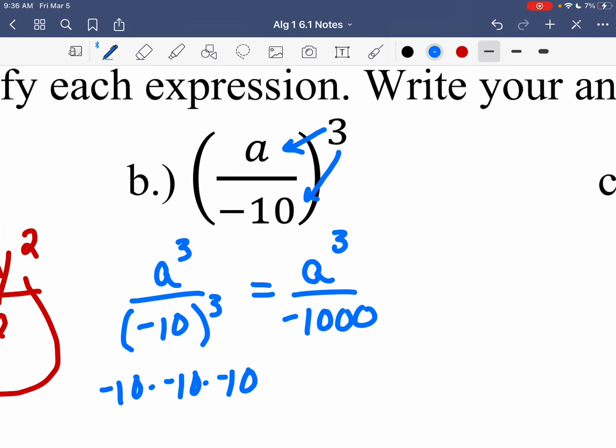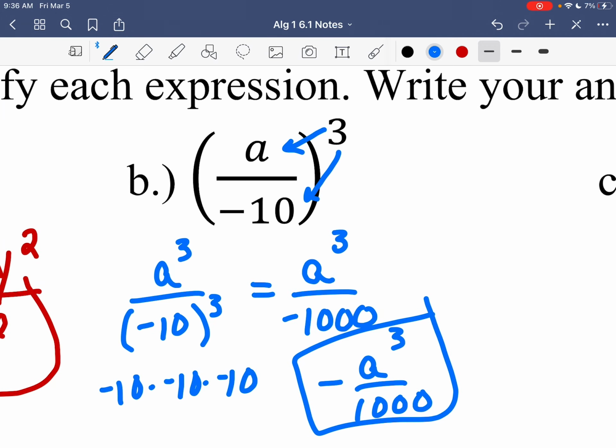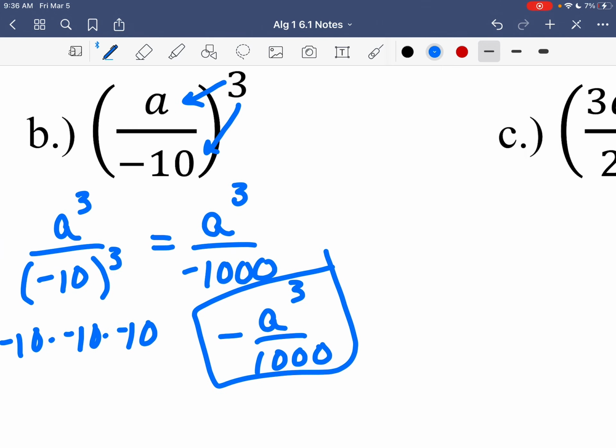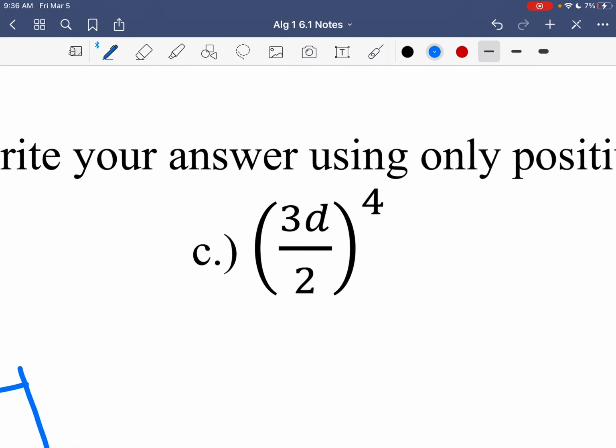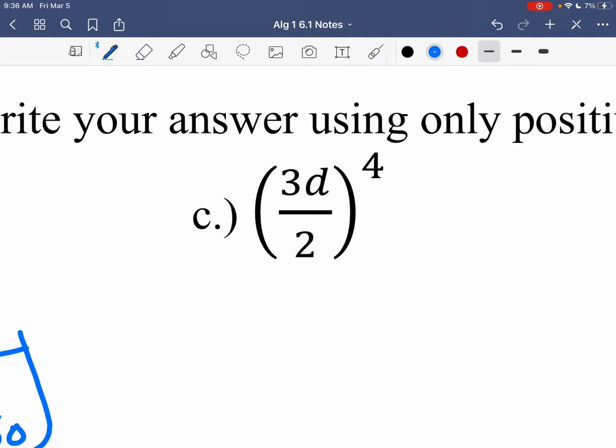So I have a to the third divided by negative 1,000, which a lot of times we'd write as negative a to the third over 1,000. And that's really as far as I can go with it. Okay. The next one, here we have two different things going on.